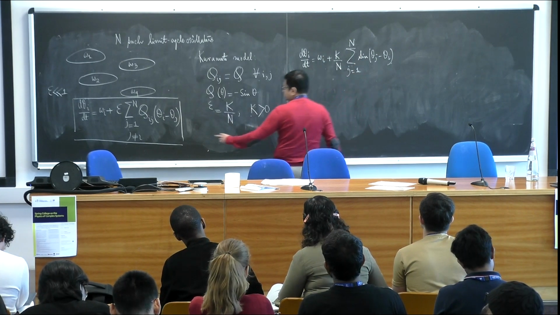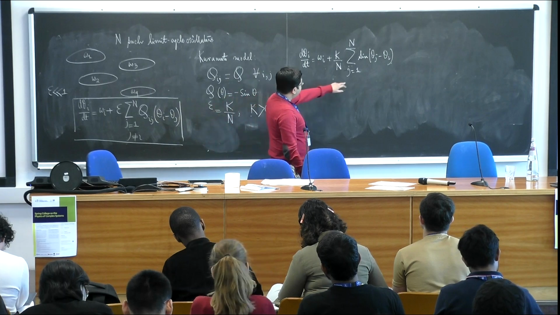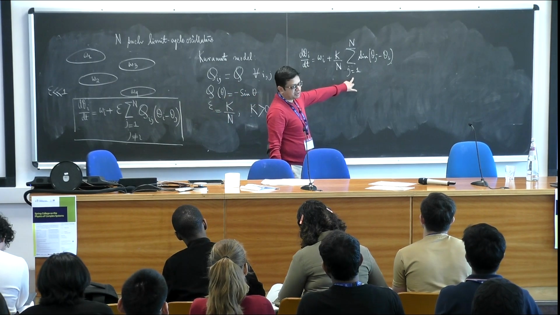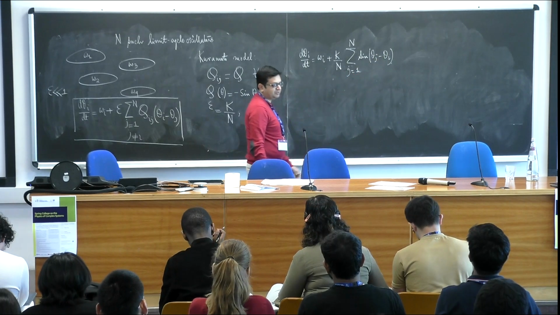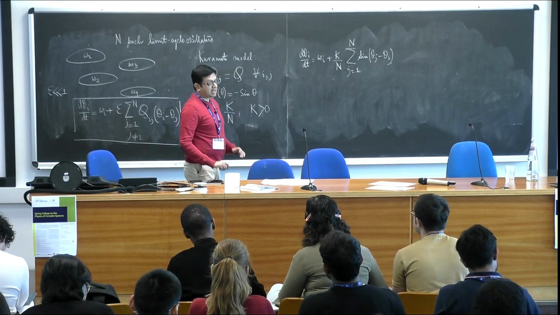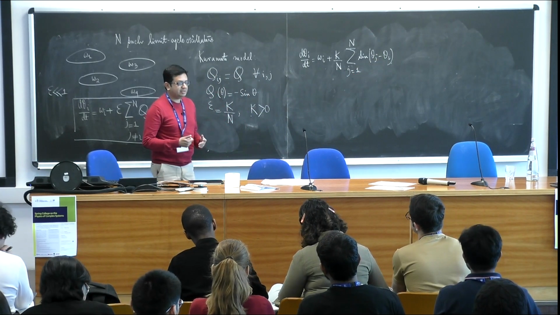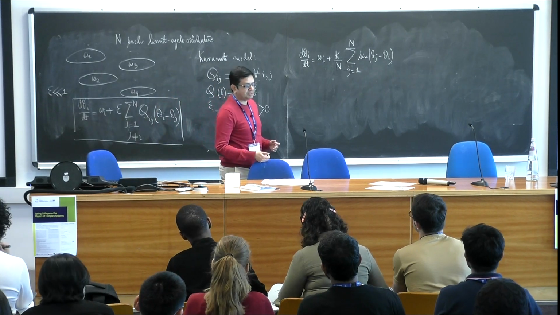See, this restriction j not equal to i, I don't have to put in here explicitly, because anyways when j is equal to i, this term is 0. So I don't have to put it by hand. This is our model. This is not the model. There is nothing called the model of synchronization.